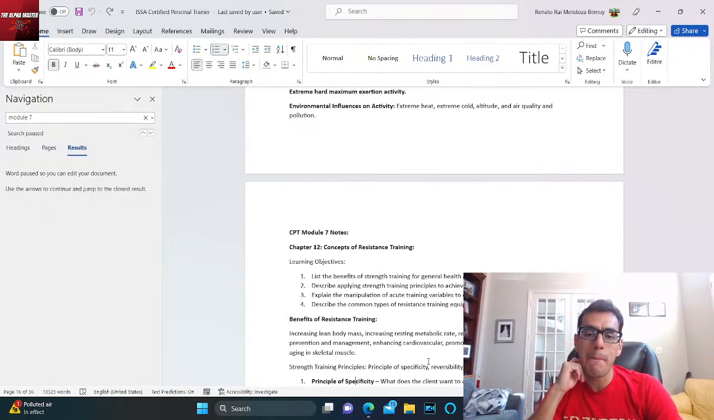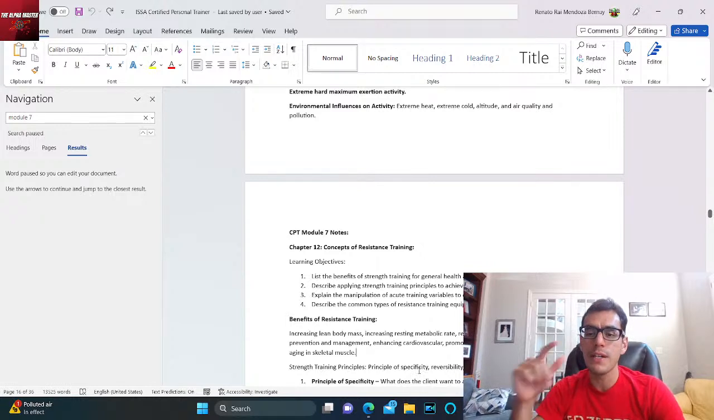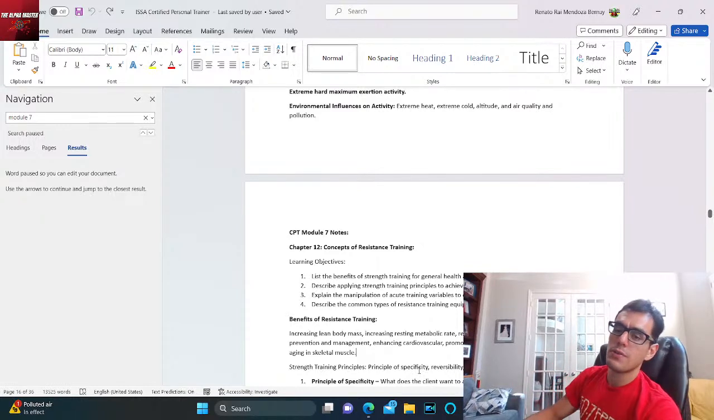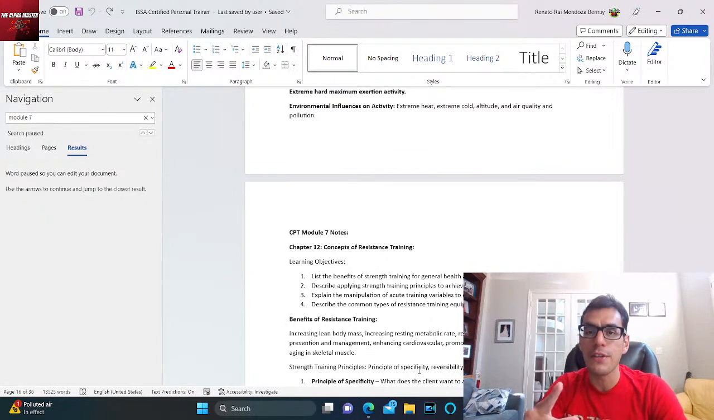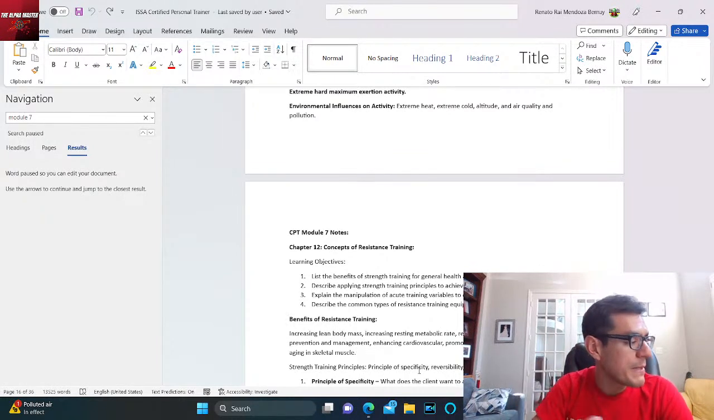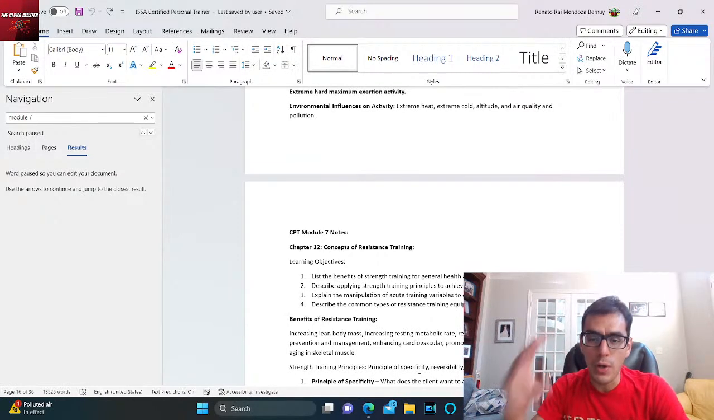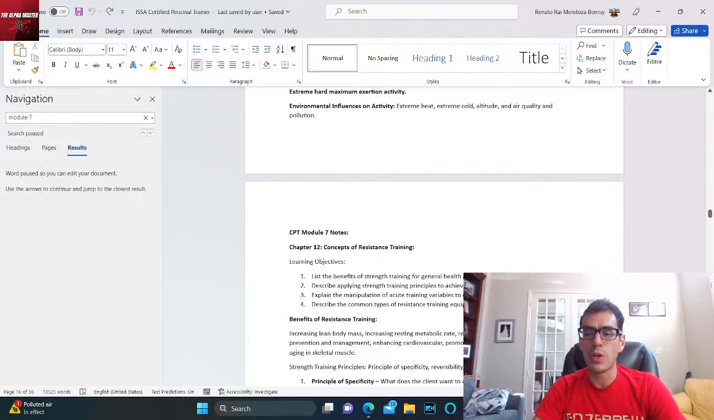Now, describe applying strength training principles to achieve specific adaptations. The strength training principles are going to be the principle of specificity, the principle of reversibility, and the principle of progressive overload.